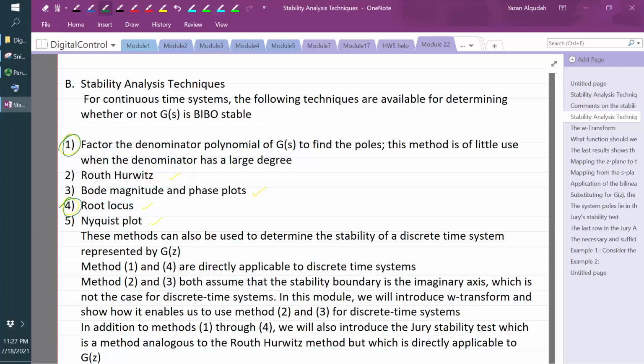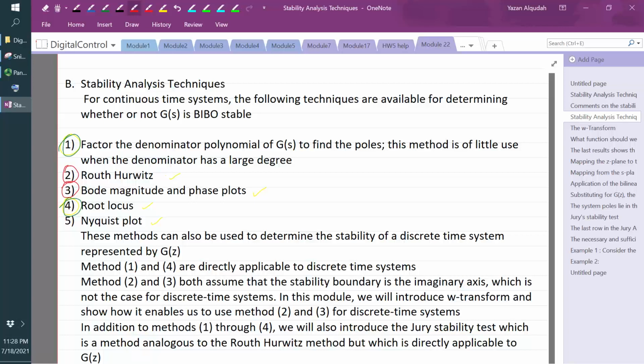Now, methods 2 and 3, Routh-Hurwitz and Bode, will not apply directly to a discrete time system. The reason is that for a discrete time system to be stable, the poles have to be inside the unit circle. For the continuous time system, they have to be in the left half plane of the S-plane. So the region that defines stability for a discrete time system is different than that for a continuous time system. So the Routh-Hurwitz and the Bode plots will not apply directly. Okay.